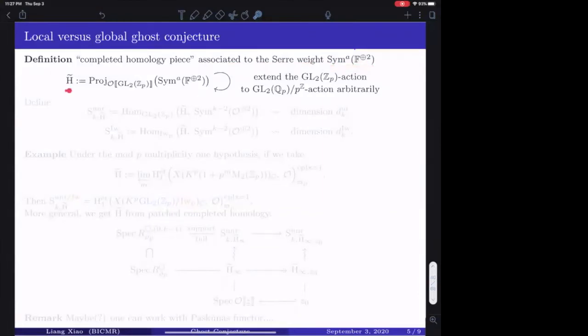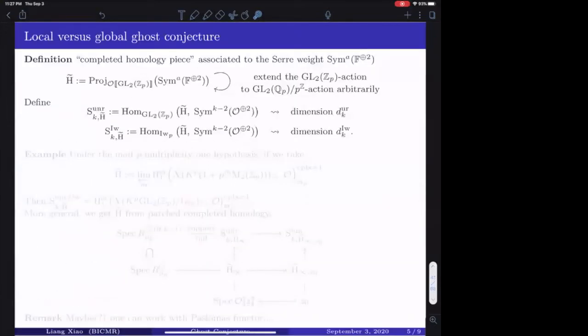And I want to take my H tilde to be the projective envelope of this Serre weight for the Iwasawa algebra for GL2(Zp). So this of course carries an action of GL2(Zp). I want to think about the right action, for some reason, to make my life a little bit easier. I want to extend this GL2(Zp) action arbitrarily to a GL2(Qp) action. And I can always twist the central action, so I want to assume that the diagonal p acts trivially.